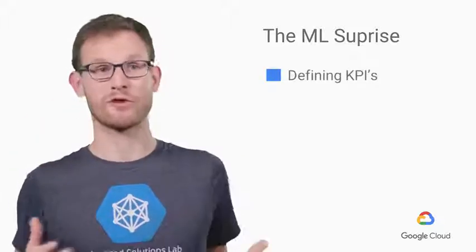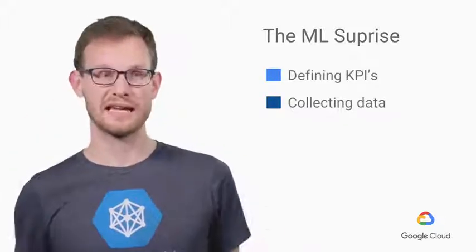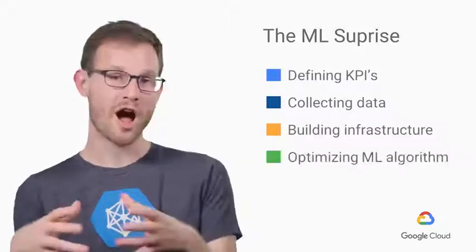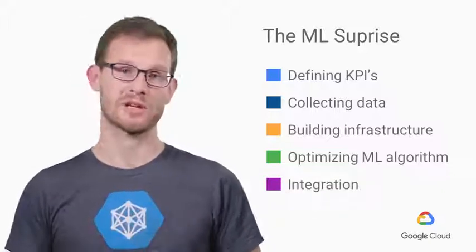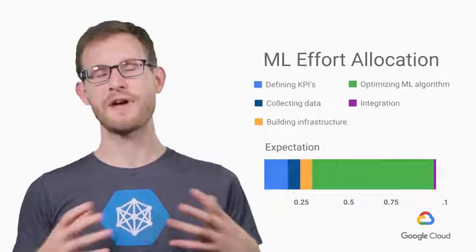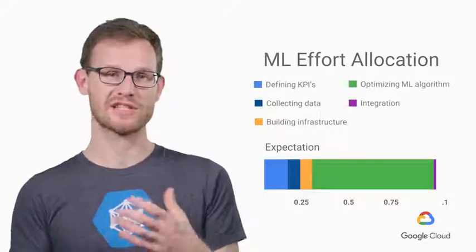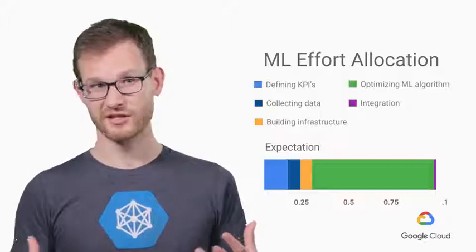With that in mind, I want to talk about the ML surprise, kind of leading the audience here. I'm going to show you a couple bar charts that portray how you would spend your effort in a variety of different tasks as you build a fully end-to-end ML system in your organization. We have defining the KPIs, like what you should even be trying to accomplish, collecting the data, building the infrastructure, optimizing the ML algorithm itself, and then integrating with the rest of the pre-existing systems at your organization.